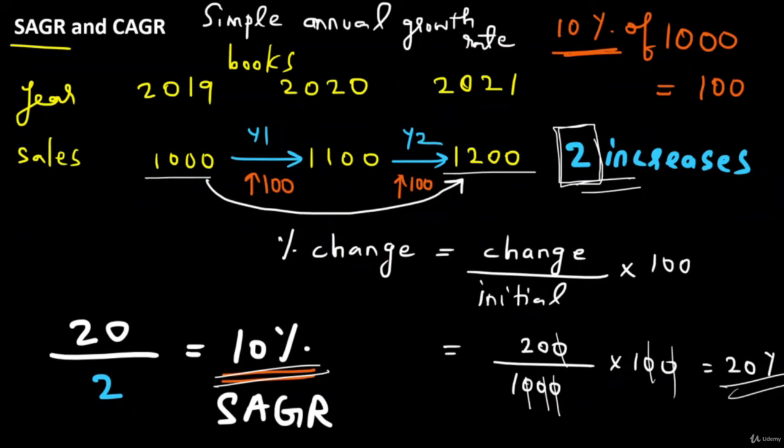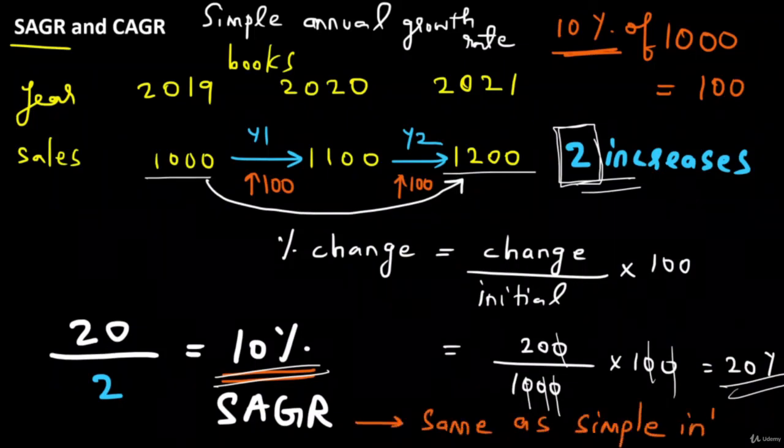So that means there's an equal increase, which is what we mean with simple interest, right? So if you had applied 10% simple interest on a principal of 1000, after 1 year it will become 1100, and after the second year it will become 1200. So the SAGR is nothing but simple interest. It's the same thing as the simple interest.